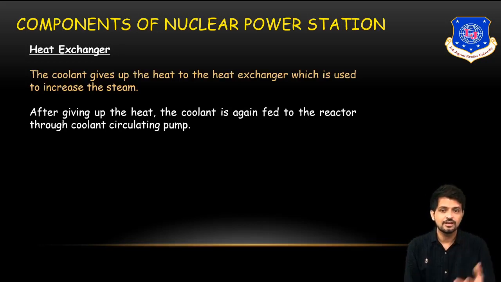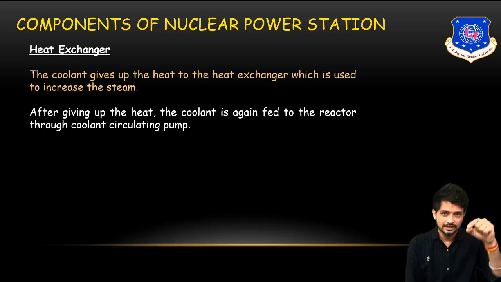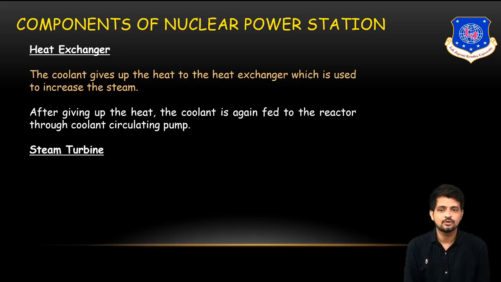But before that, after giving up the heat, what will happen? If the water is given heat, then heat is transferred and it is converted to steam, so that water will be cooled down, and that water is again fed to the reactor through the coolant circulating pump. Okay, once again I am repeating, the heat that is transferred from the reactor to the water is used to generate the steam. Now after the steam is generated, the water will become cool. So we have to give that water back to the reactor with the help of the coolant circulating pump.